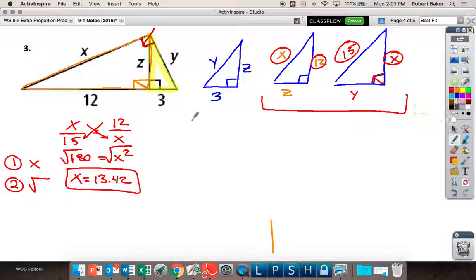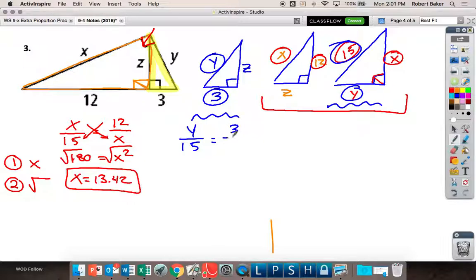So that's going to be this triangle and this triangle. So what does y correspond to? Hypotenuse over hypotenuse. So I have y over 15. And then y is on the bottom of the big triangle. So I'm going to use 3 over y to solve it the other way. And notice that my y's are diagonal from each other. So step one, multiply them.